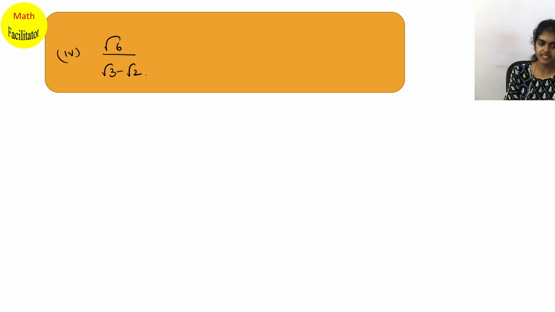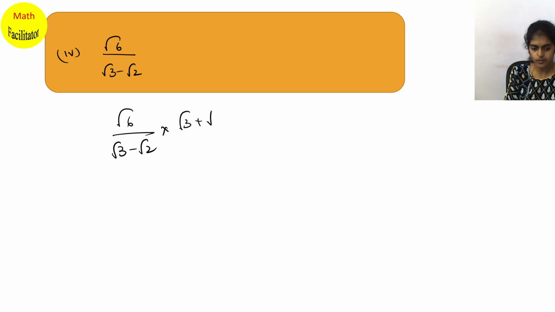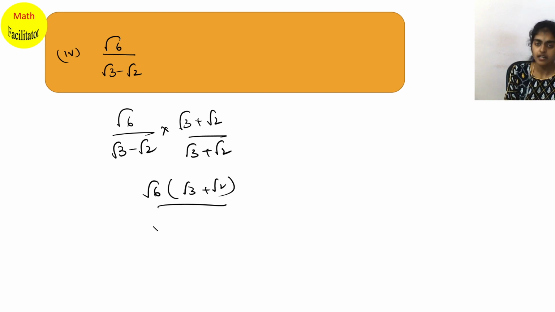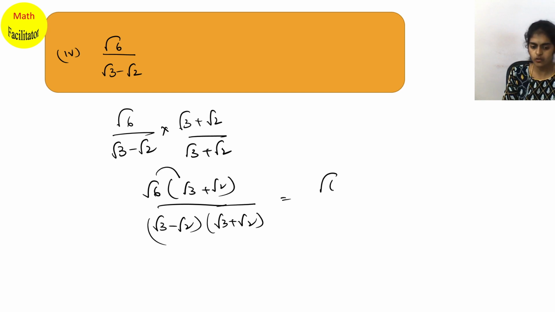Now again, root 6 divided by root 3 minus root 2. Let me write root 3 plus root 2, the conjugate of this. So multiply the numerator, root 6 into root 3 plus root 2, divided by root 3 minus root 2 into root 3 plus root 2. Now just multiply this: root 3 into root 6, and again root 6 into root 2. I have a plus in between, so I am writing plus.